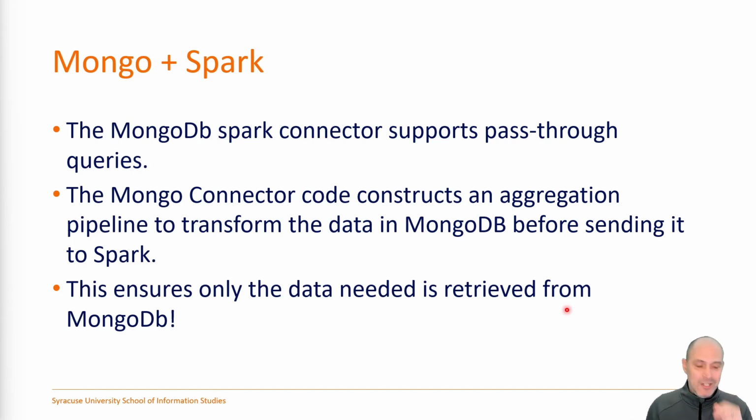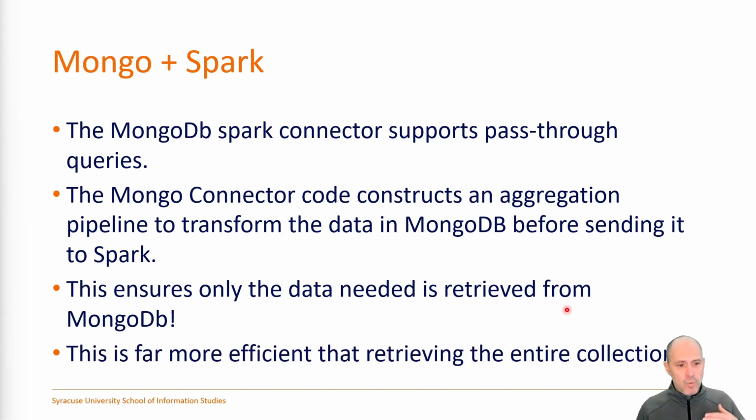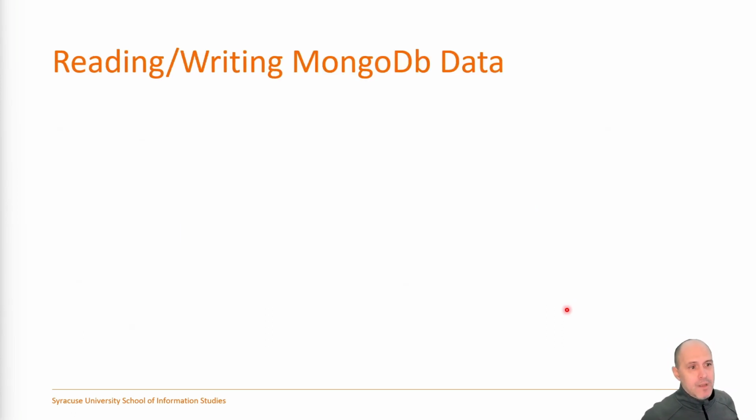What we want to avoid doing is lifting all the documents out of the collections and then putting them into Spark. That would be a bad idea, right? We don't want to take 53 million documents out of Mongo and then load them into Spark. You're going to have a bad day, right? So this is way more efficient than just grabbing the entire collection. That's exactly what we're trying to avoid.